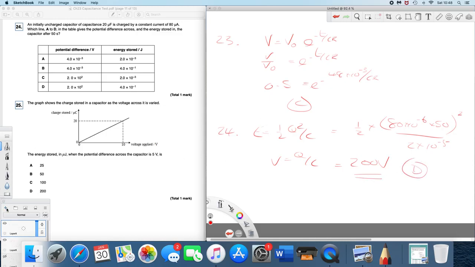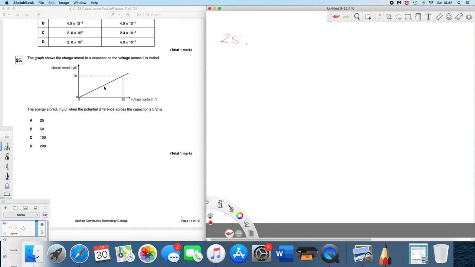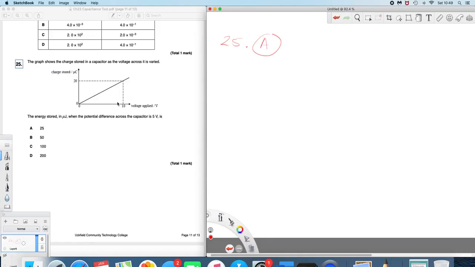And finally, question 25. The graph shows the charge stored in a capacitor as the voltage across it is varied. The energy stored in microjoules when the PD across the capacitor is 5 volts is, well, it's A. Hopefully you're happy with that. E is a half CV squared.